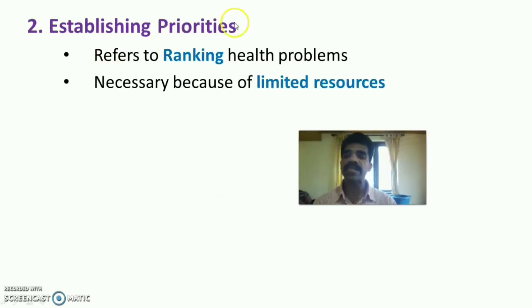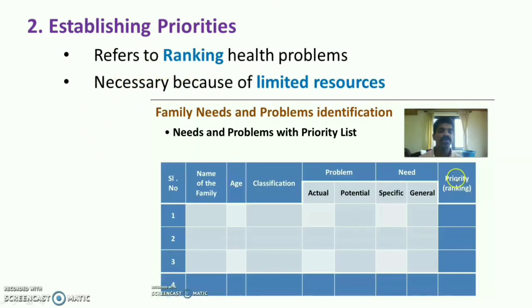Then second step is establishing priorities among the various health problems or family nursing diagnosis. That is establishing priorities, which refers to ranking the health problems. So we have already prepared a chart. In the chart at the end we can give one more column. There we can write a ranking or a priority.